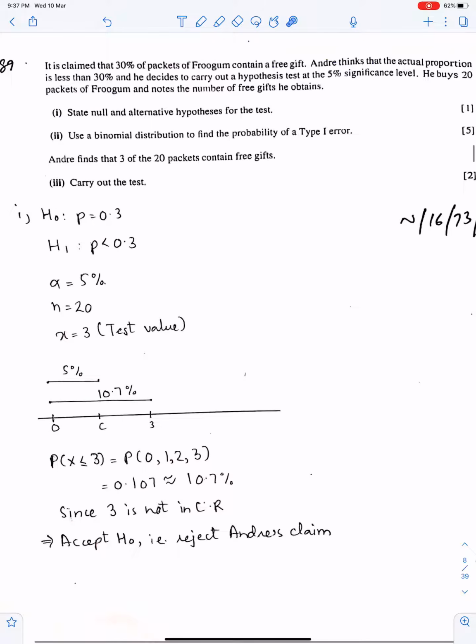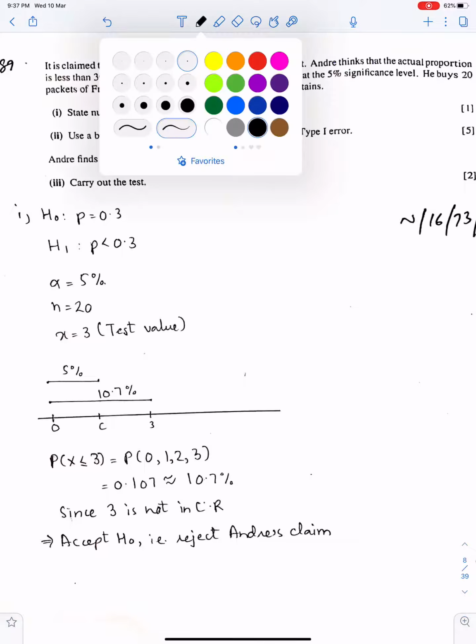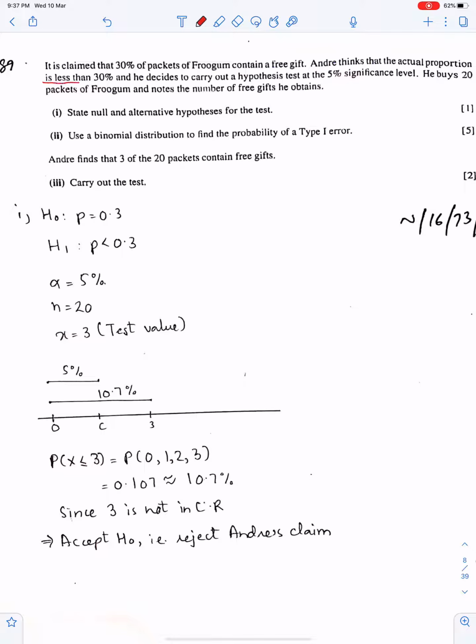Now, in this question, we have to first find the null and alternative hypothesis. It is claimed that 30% of packets of fruit gum contain a free gift. This is p of the binomial, H naught. Andrew thinks that the actual proportion is less than. Less than means H1 involves a lesser sign. He decides to carry out a hypothesis test at the 5% level of significance. And we have to perform the lower tail test, and the probability of the critical region is 5%.